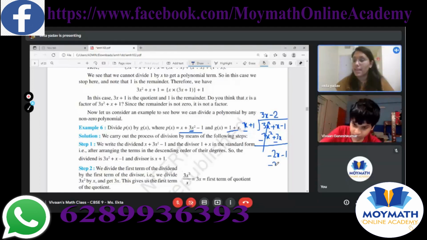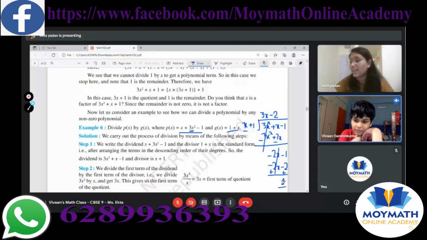So, I will get minus 2x minus minus 2, 1 into minus 2. And we will cancel it out. And we will get, what is the remainder? 1. So, how can I write this?